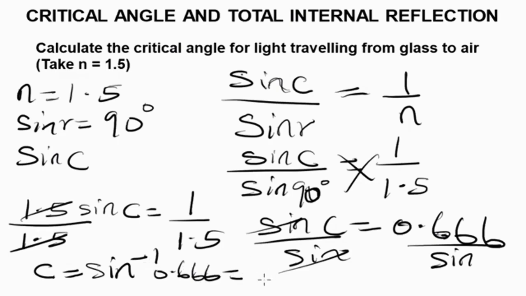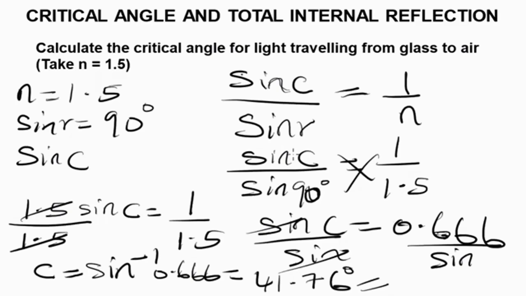Okay, so I have it to be 41.76 if you are giving it in 2 decimal places degree. So this will be the critical angle. Now critical angle, when it's exceeded, causes total internal reflection. Total internal reflection occurs when the critical angle is exceeded for light traveling from a denser medium to a less dense medium. So take note of that.